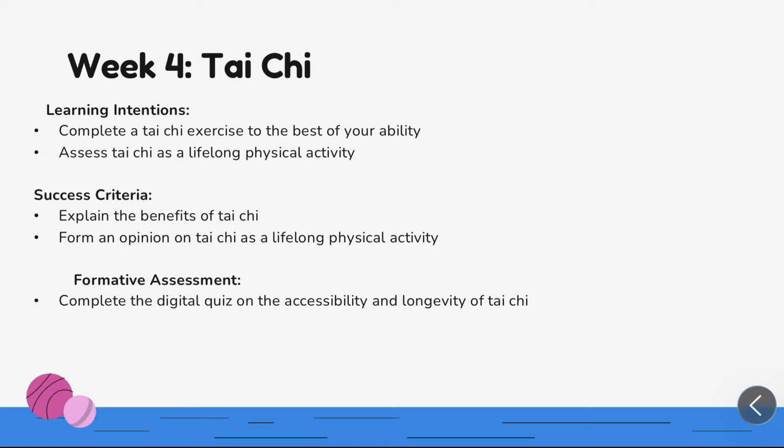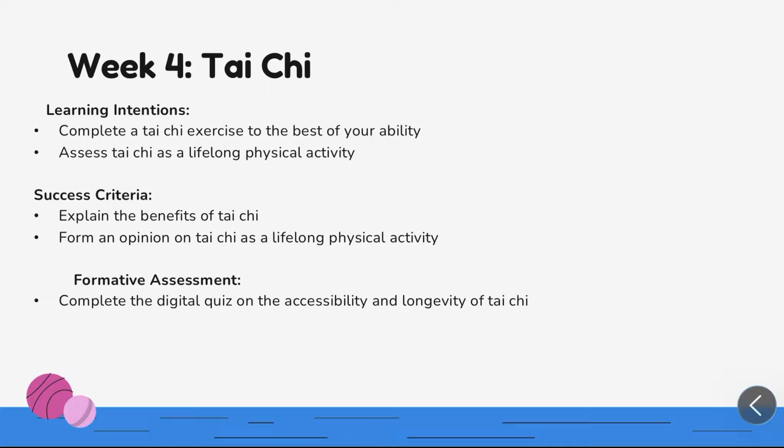In week 4, Tai Chi classes are implemented in the lesson plan. Tai Chi promotes physical, mental, and social well-being whilst also encouraging lifelong participation in physical activity. Through completing a Tai Chi routine, students develop balance, coordination, flexibility, and muscular control, which are important components of overall fitness and healthy movements. Unlike high-intensity activities, Tai Chi is low impact, making it suitable and accessible for people of all ages and fitness levels.